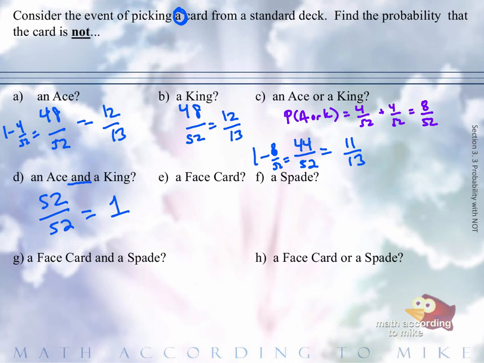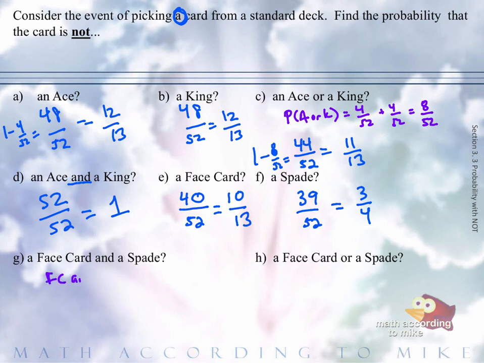All right, E, probability it's not a face card. There are 12 face cards in a deck out of 52, which means there are 40 that are not. This reduces down to 10/13. Spades, there are 13 spades out of 52, which means there are 39 that are not. That gives us 3/4.